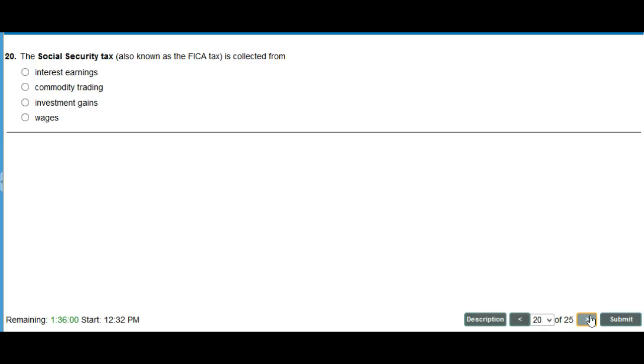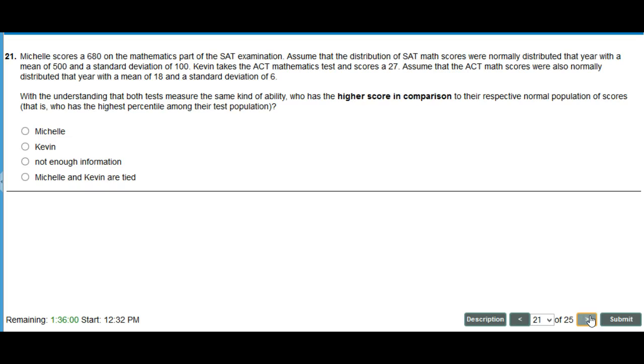Question 21. Michelle scores a 680 on the mathematics part of the SAT examination. Assume that the distribution of SAT math scores were normally distributed that year with a mean of 500 and a standard deviation of 100.